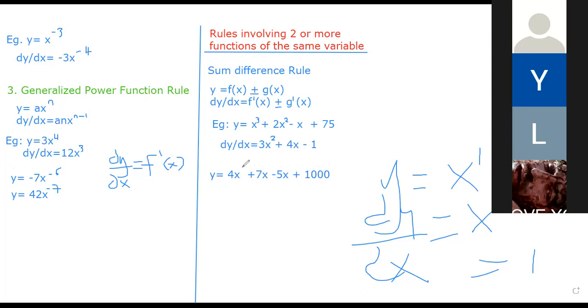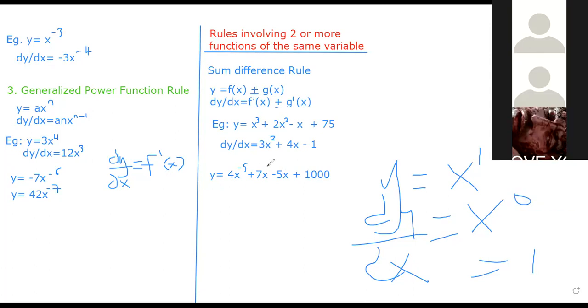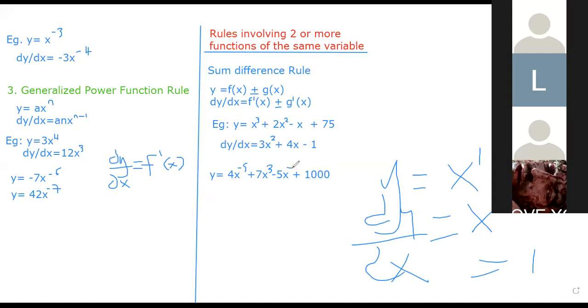So yes, 4 extra power, negative 5. So when I'm saying it, please be writing it because you know how my board is. Then yes, 7 extra power 3. Yes, 5 extra power, minus what? Minus 2. So let's differentiate this.